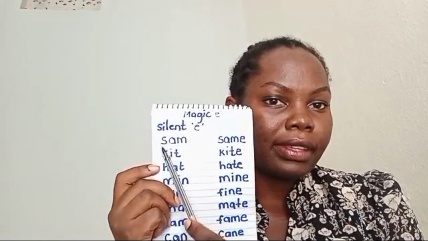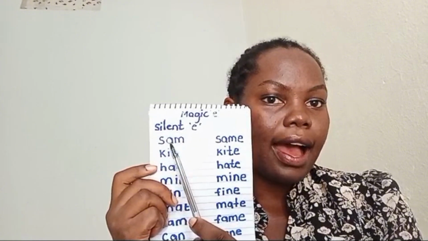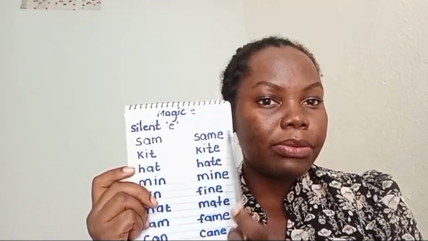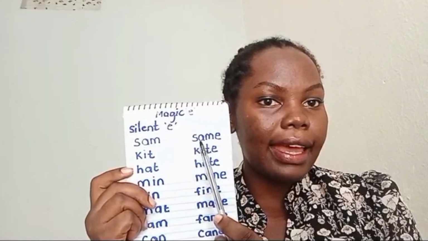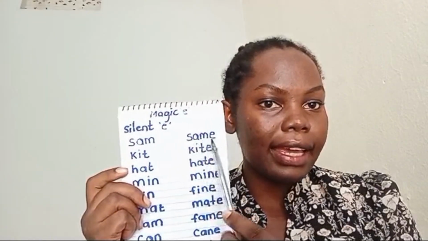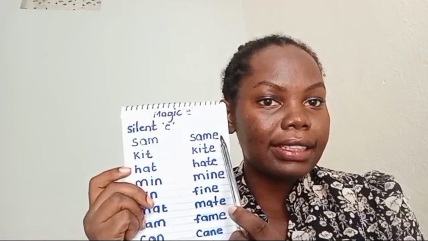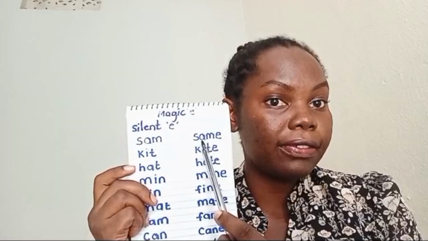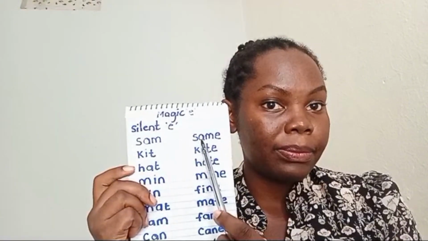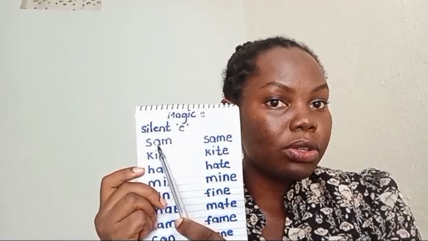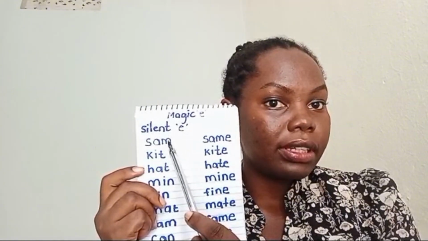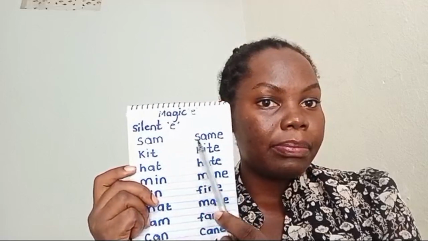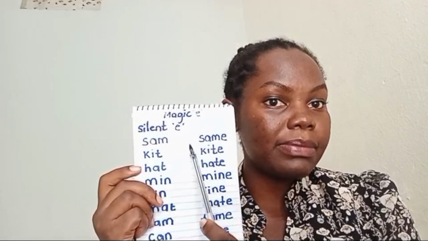So, for example, this word is "sam". It's read as "sam", but this we read as "same", because of this magic E at the end of the word. So this magic E will make this a long vowel. So it will become a long A. This stays a short A because it has no magic E here. So this is "sam". But with the magic E at the end, it becomes "same".